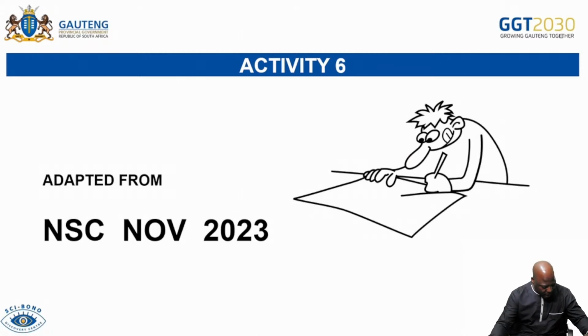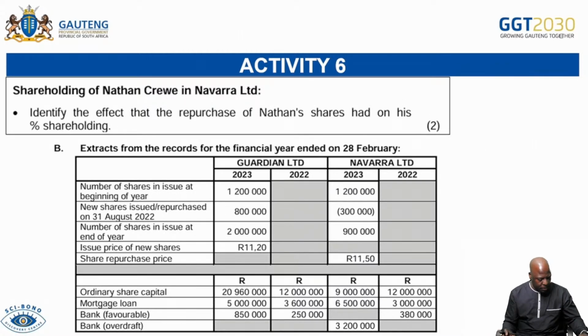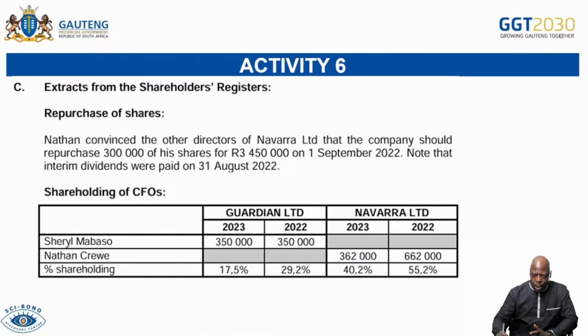Let's go on to the next activity, which is still on major shareholding, from the NSC November 2023. Let's hear the question. It reads, identify the effect that the repurchase of Nathan's shares had on his shareholding, percentage shareholding, that is. So we have a person here called Nathan, and he has shares in different companies. As you see, you have a company here, Guardian Limited, as well as Navara.